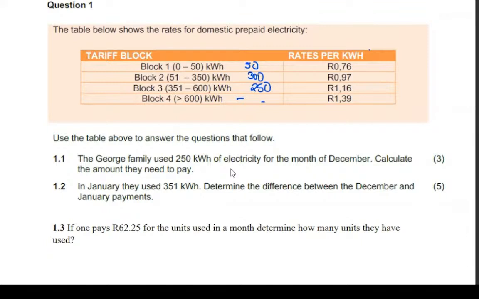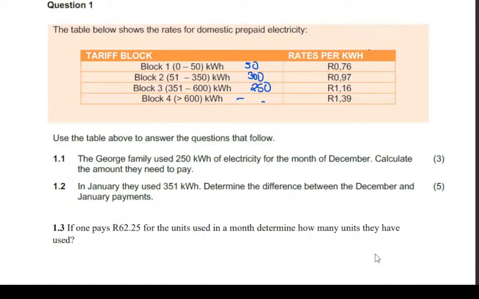The George family used 250 kilowatts of electricity in the month of December. Calculate the amount they need to pay. Now, another thing, take note, the prices are here, but they have not told us that they exclude VAT. So don't worry, just calculate them the way they are. Please don't include VAT. It's already included.